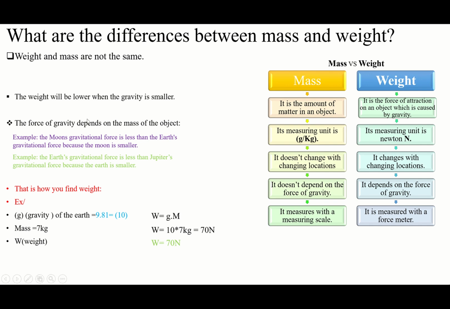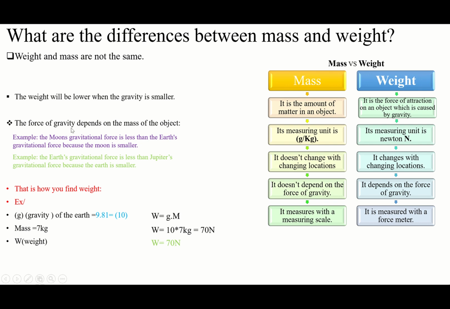So if you come here, guys, there is something that we have to know. Your weight will be lower when the gravity is smaller. We said that weight depends on gravity. When the gravity is smaller, your weight will be lower. And the opposite is correct. When the gravity is bigger, your weight will be higher. And there is something else you have to know.